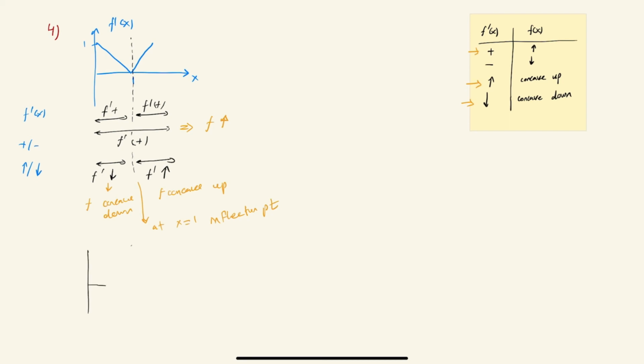So now we are ready to graph our antiderivative function f of x. Remember here we're going to start at the origin. So for the first segment, f of x is going to increase and it's concave down. And then for the second segment also, f of x is going to be an increasing function, but here it is concave up. And then at x equal to 1, we're going to have our inflection point.